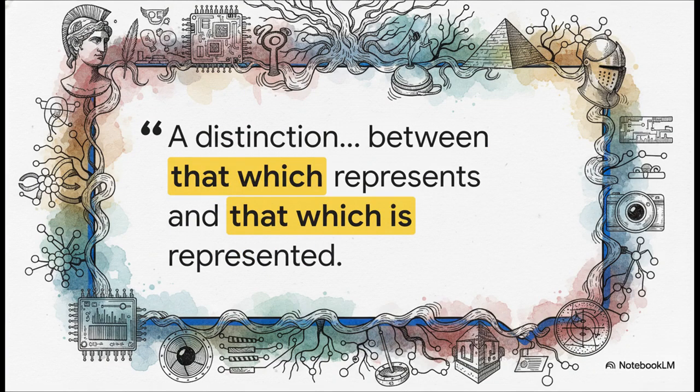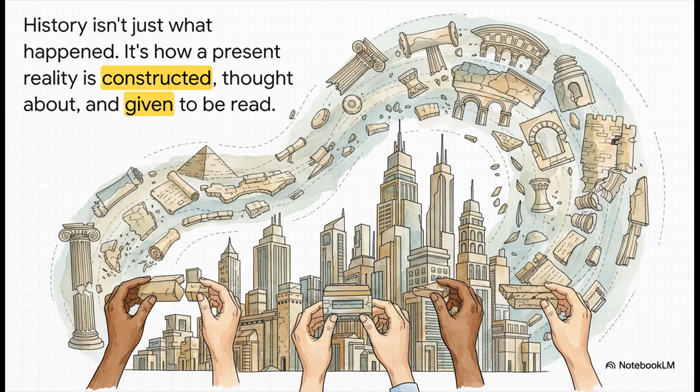You have to separate the symbol, the thing doing the representing, from the thing it's supposed to represent. Because as we're seeing over time, those two things can get very, very far apart. So what this all boils down to is that history isn't just a static list of events. It's an active process. Every time any group in any era tells a story about the past, they're building a version of it that makes sense for them, right now.